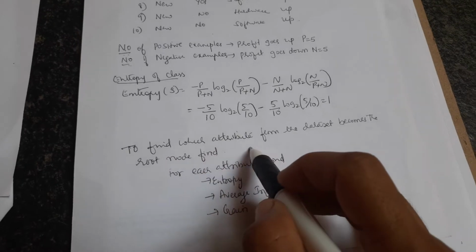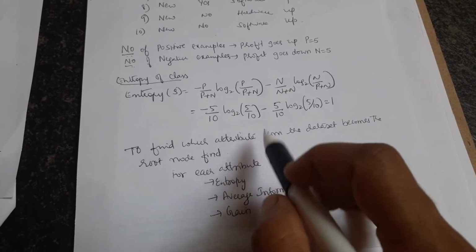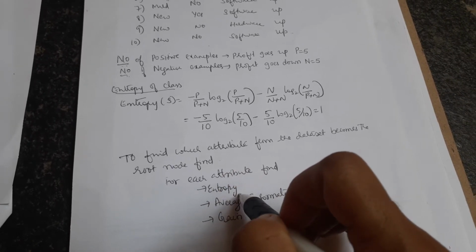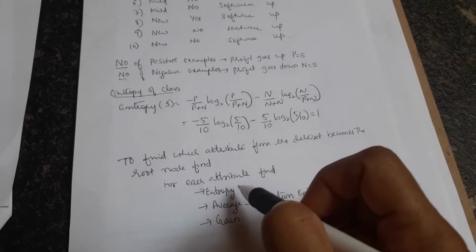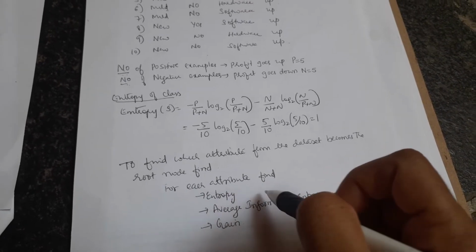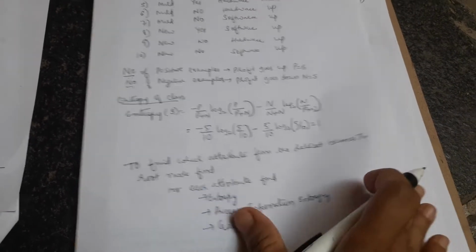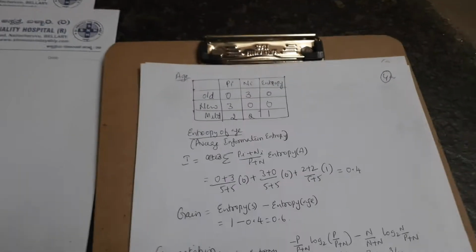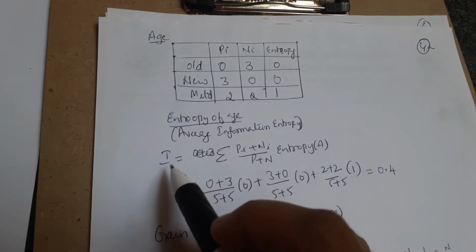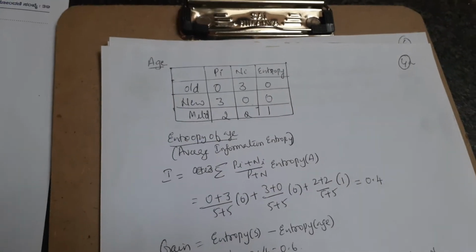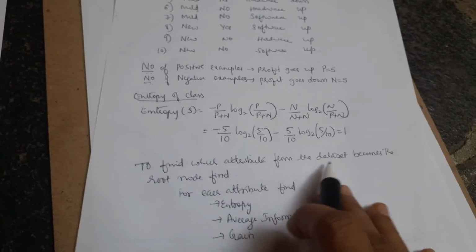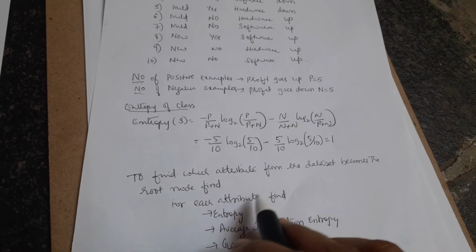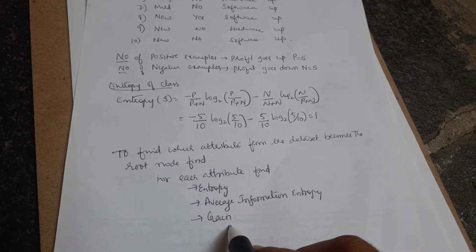Now I have calculated the entropy of the whole class. Next, I have to choose an attribute which best classifies the data set, that is the root node. So for each attribute, you have to find the average information entropy and the gain. Before calculating the average information entropy, you have to calculate the entropy for each of the attributes. For each attribute, you find the entropy, average information entropy and the gain.